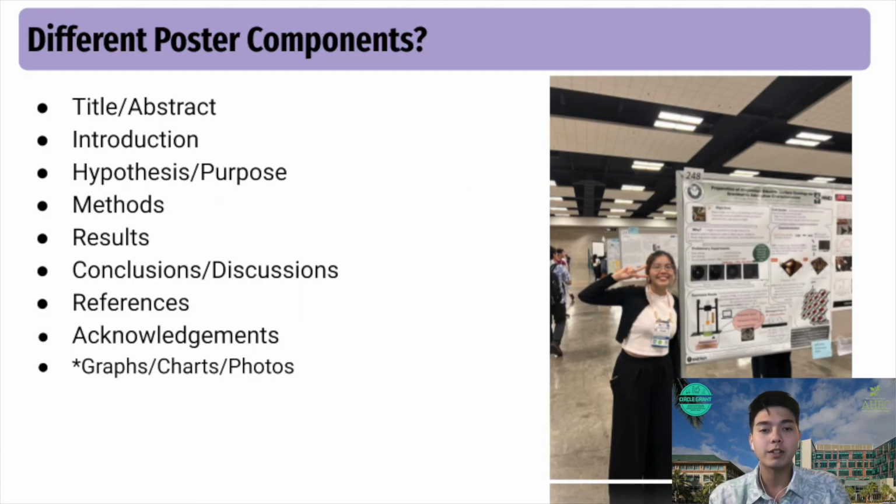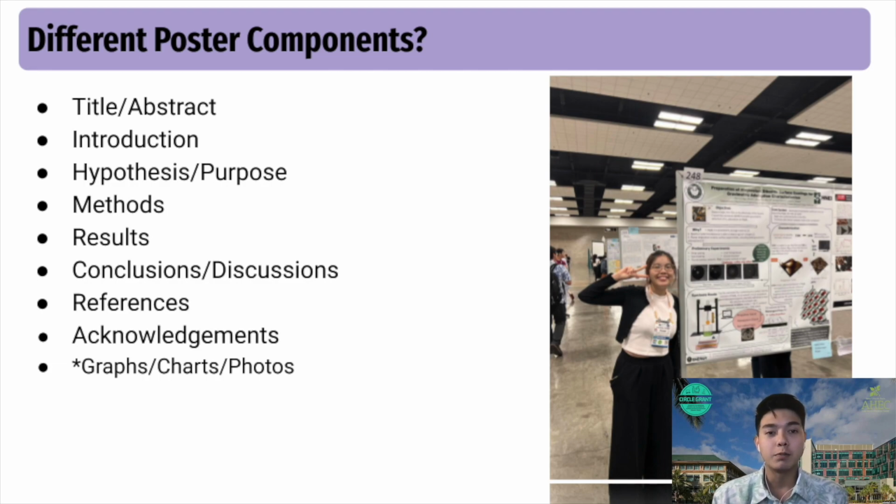So now we will be discussing the different components in a poster. The title and abstract portion needs to have the largest font size of your entire poster because it needs to be eye-catching. Make sure to keep your title as short as possible. It doesn't need to be a paragraph long, but make sure that it will draw attention. It will be the first thing people notice.